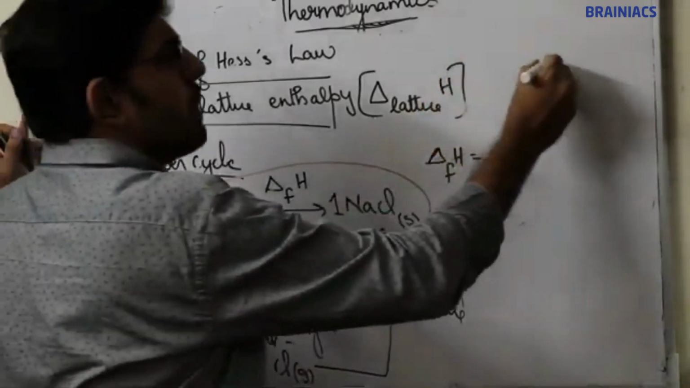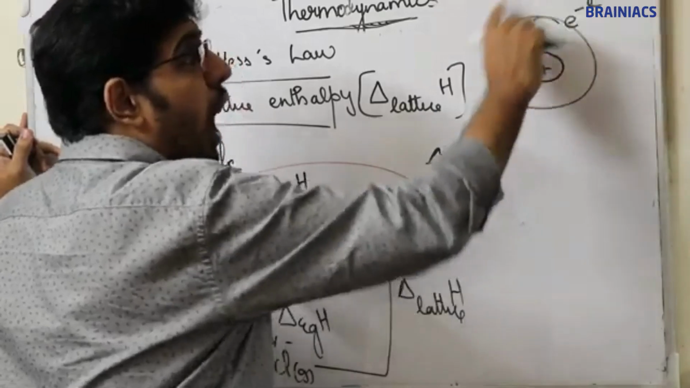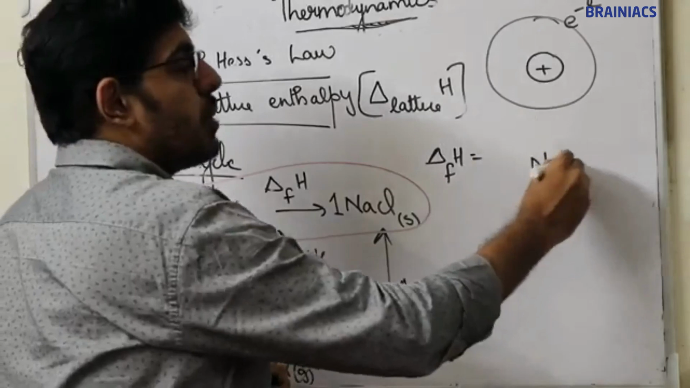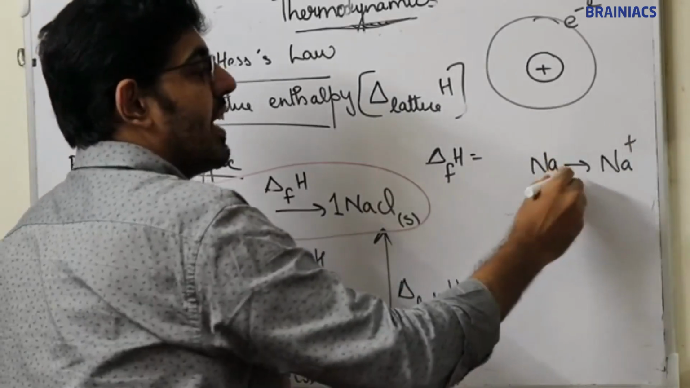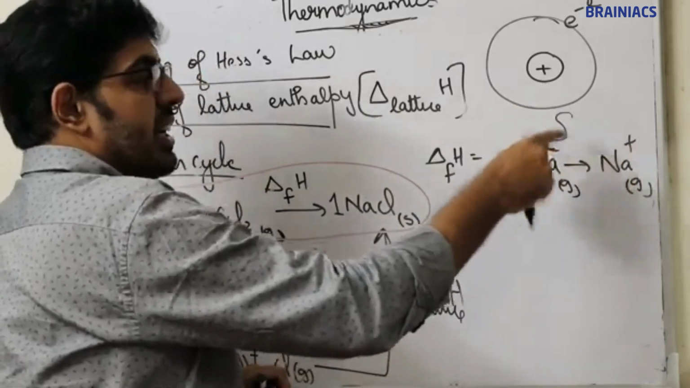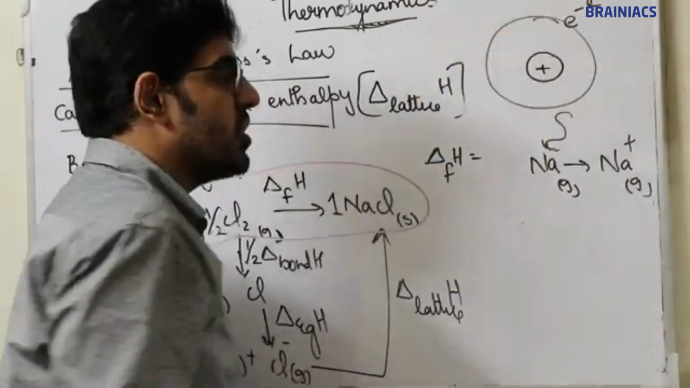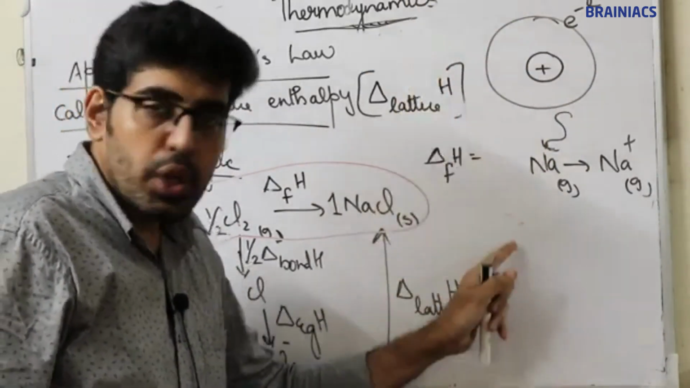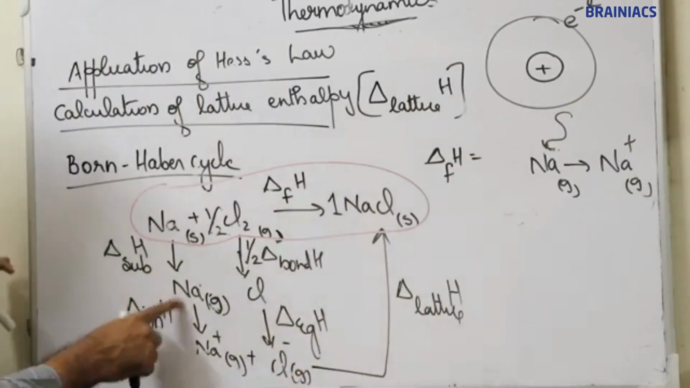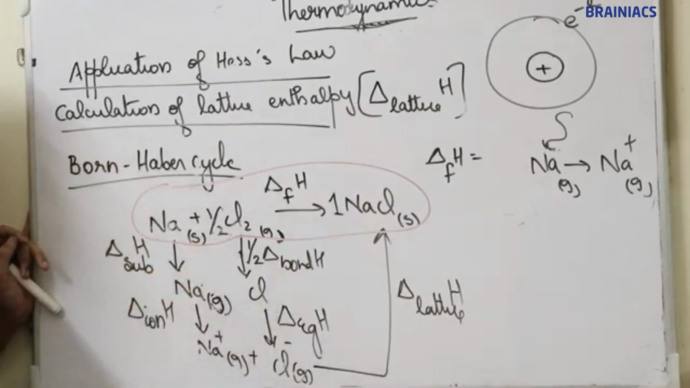What is ionization enthalpy? It is the energy required to remove an electron from the outermost shell of an isolated gaseous atom. If we want to remove an electron from Na gas and convert it to Na⁺ gas, we have to supply some energy. The energy required to remove an electron from an isolated gaseous atom is known as ionization energy. So when we supply ionization energy, Na will lose an electron to form Na⁺ gas.